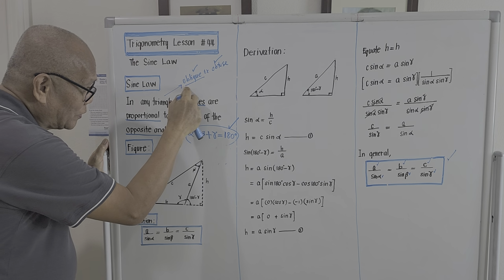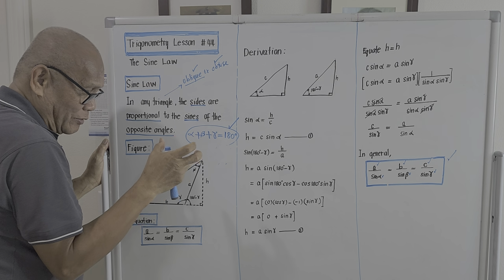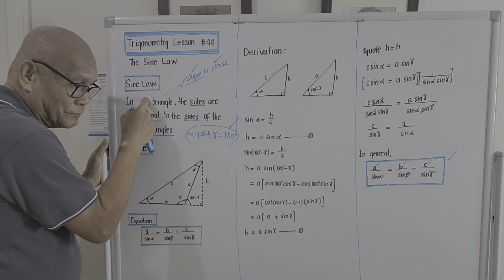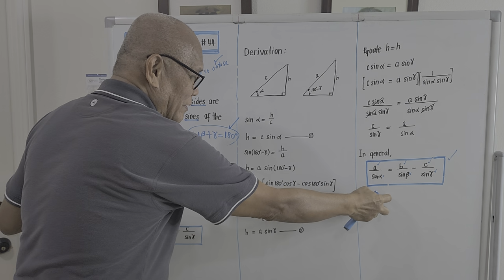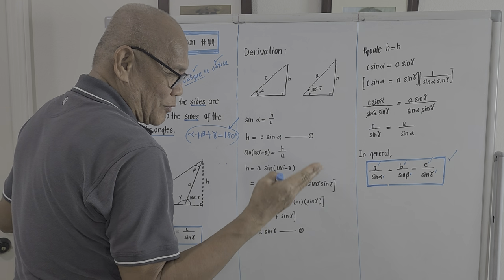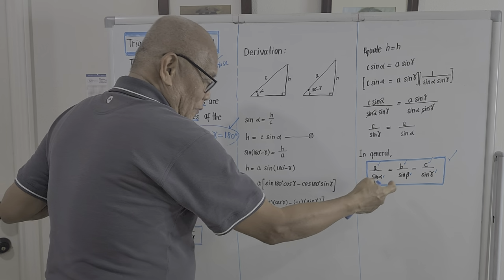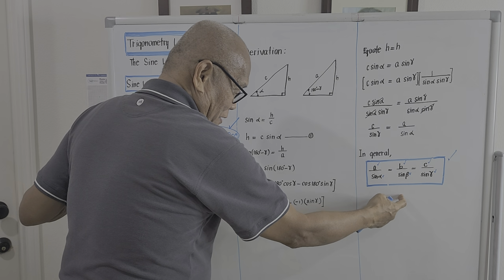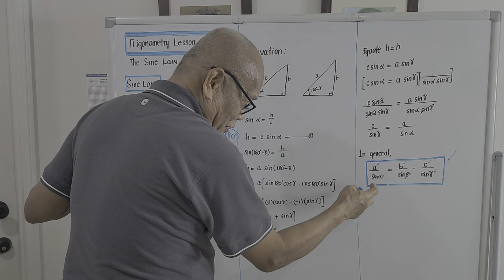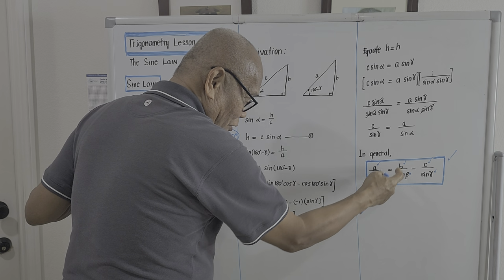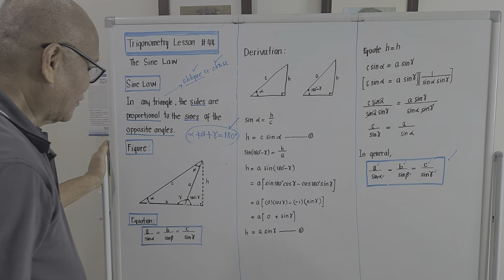For it to be an oblique or obtuse triangle, we could use the so-called sine law. Okay, let's proceed with the derivation of this one. How come for sine law, the ratio of A over sine of alpha, B over sine of beta, is equal to C over sine of gamma? These are opposite side and angle, opposite side and angle, opposite side and angle. Okay, let's proceed.